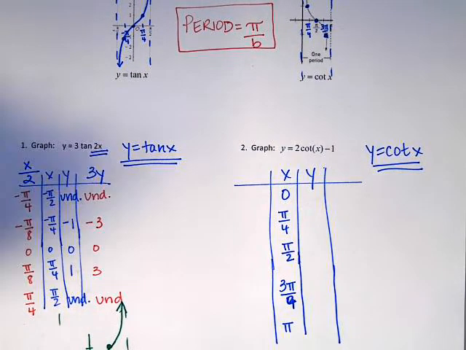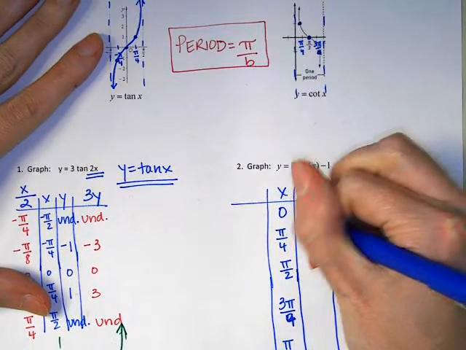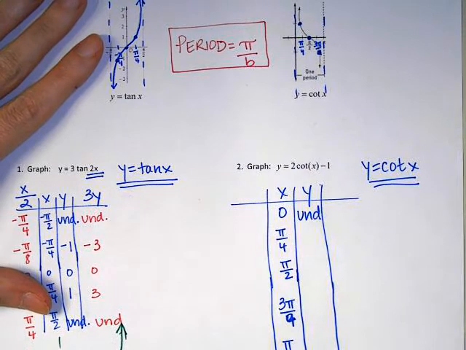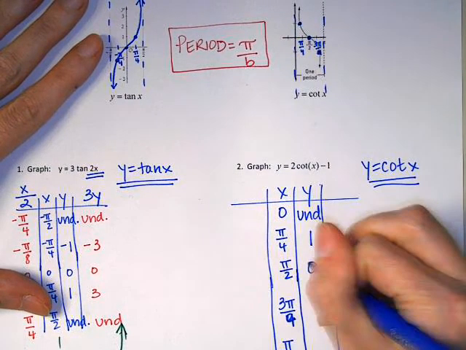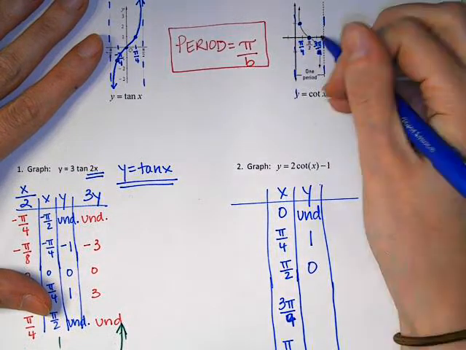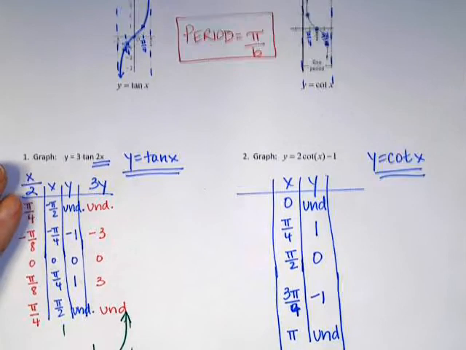Okay, so let's find their values. At 0, if you guys look at the graph, that's the undefined asymptote. At pi over 4, it's up at 1. Pi over 2 is 0. 3 pi over 4, it's down at negative 1. And then pi is also an undefined asymptote.